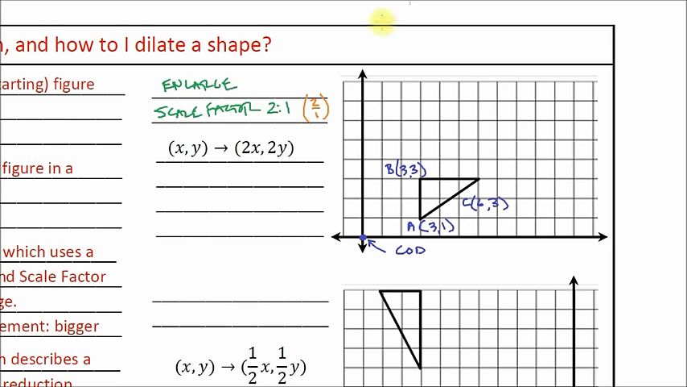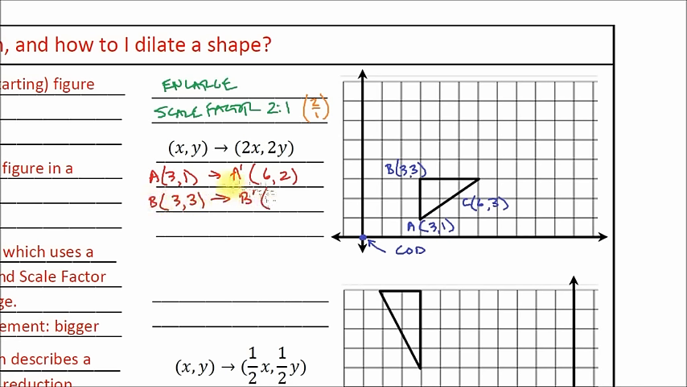So now we're going to go ahead and use our transformation notation. First, A started off as (3, 1). That's going to become A prime, and we're going to multiply x times 2, so 3 times 2 is 6. Y times 2, so 1 times 2 is 2. There's our A prime. B started off as (3, 3).